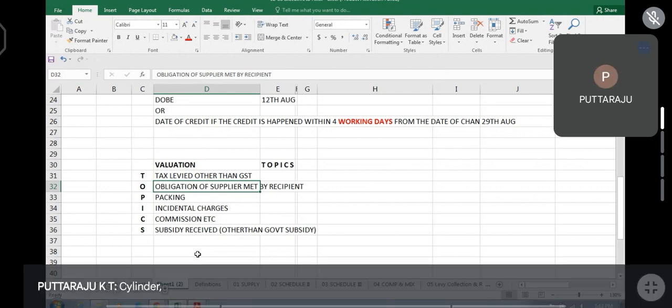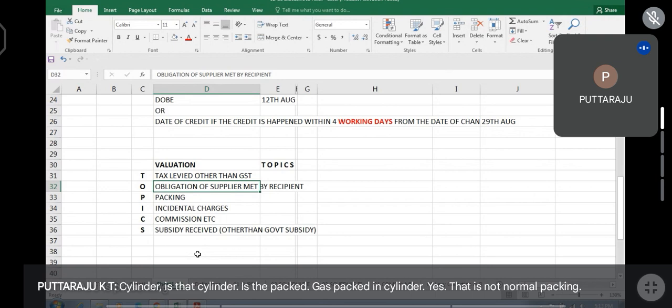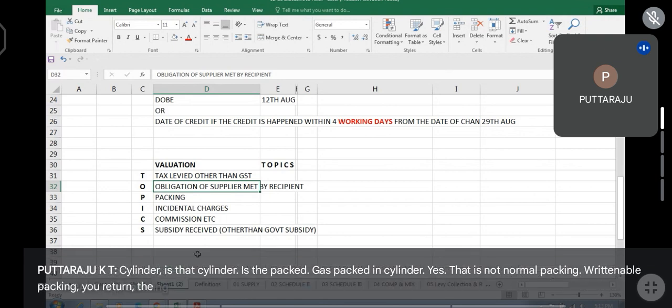Cylinder. Is that cylinder packed? Gas packed in cylinder? Yes. That is normal packing. Returnable packing: you return the cylinder and you get another one. Yes or no? Yes, sir.